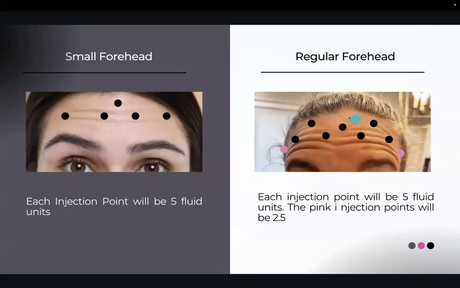And then this would be a regular forehead. So you would see the normal 7 injection points, and then you would also see these 2 little pink dots. These are because this particular patient has little rainbows that go across right above her eyebrows. And so I would do 2.5 fluid units right at the hairline above these rainbows to soften these lines.